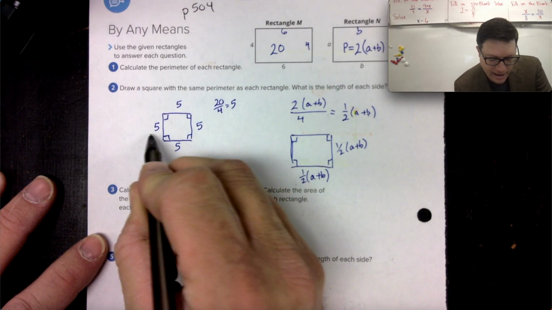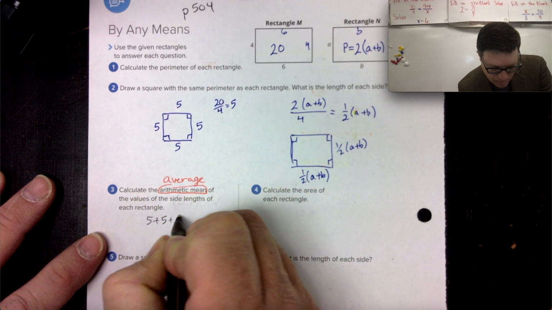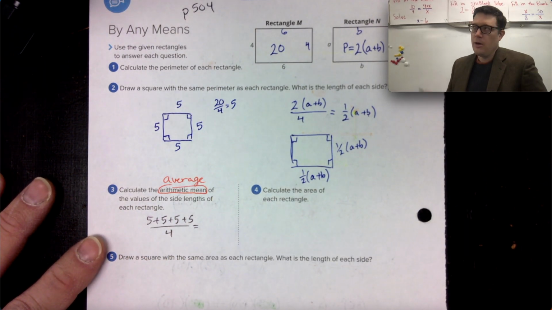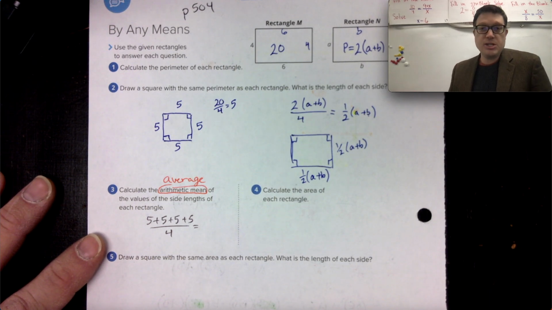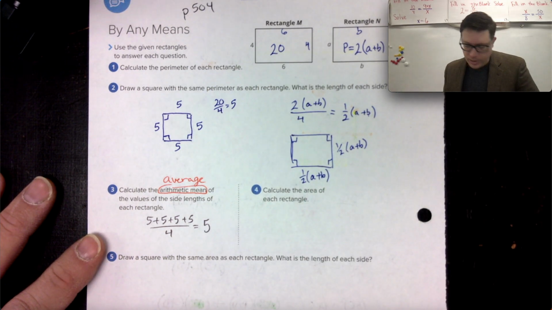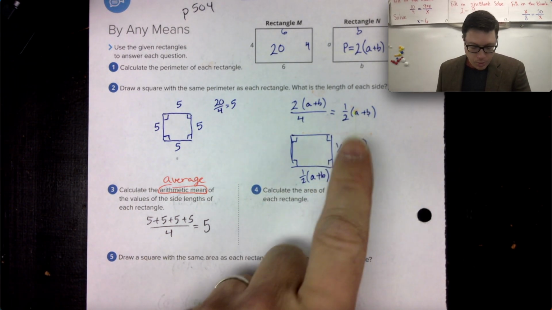So I would add up 5 plus 5 plus 5 plus 5. Divide by 4 to get my answer. So 5 plus 5 plus 5 plus 5 is 20. 20 divided by 4 is 5. This sounds very redundant, and yet there's a purpose for it. It's setting up what we're going to do with this one.